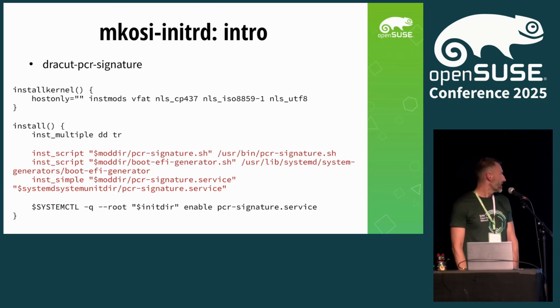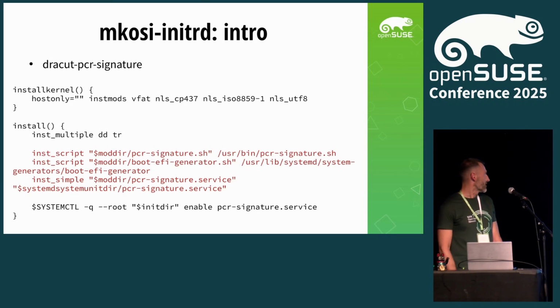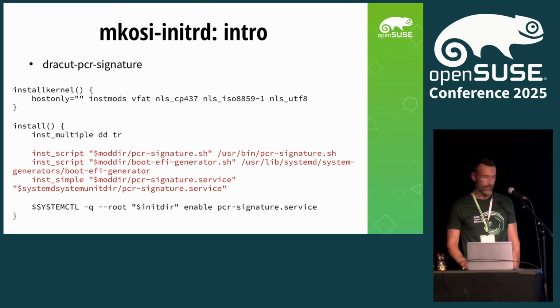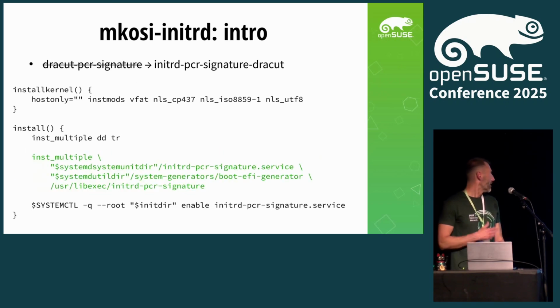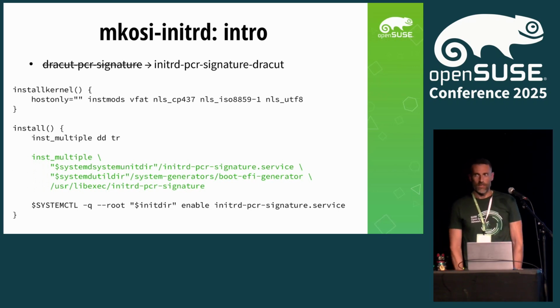This is the current content of the module setup script. It installs some kernel modules, vfat, and some NLS, some of the NLS. It installs dd and tr. It also installs the scripts it is providing, and it enables the systemd service in the initrd. And this would be the generic approach, only changing the lines in green. Now the files are in common places on the system.